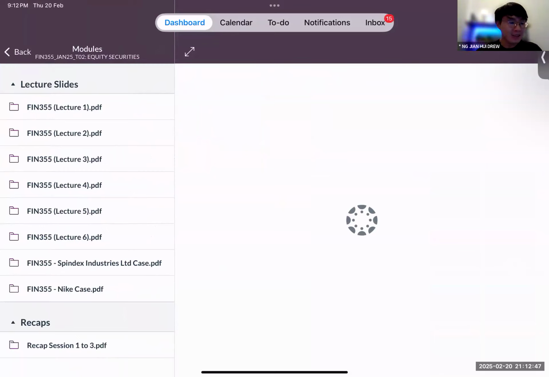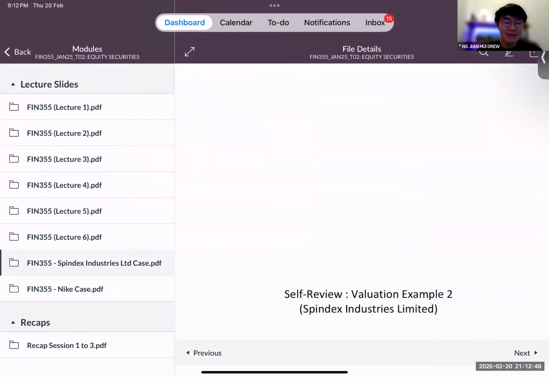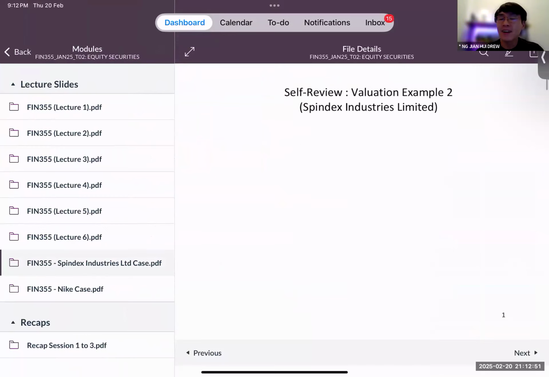So choose a company like Spindex, which is not very common, but has a very simple model. They just do manufacturing and that's about it. It's very boring, but it's simple. It helps you choose the competitors, etc.